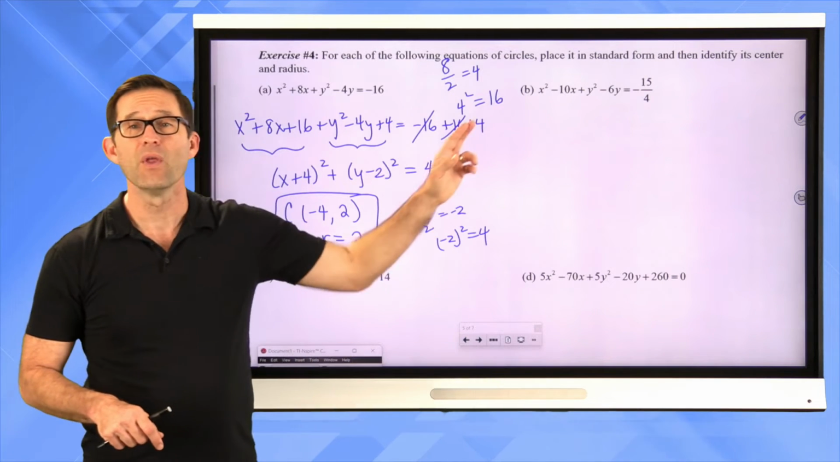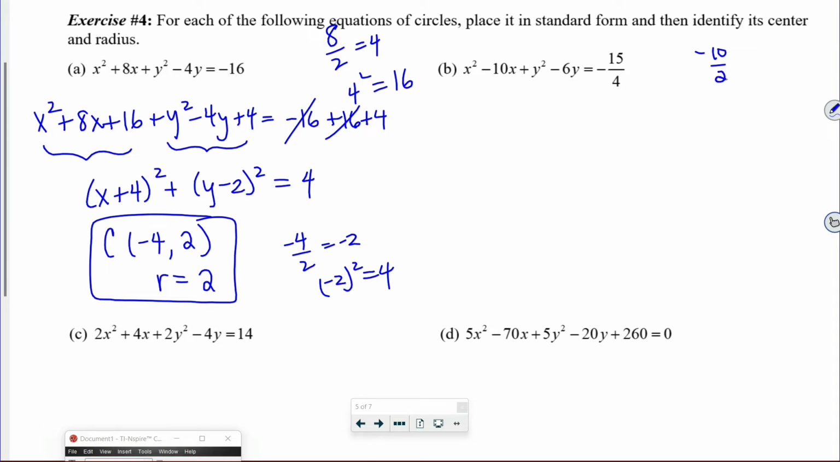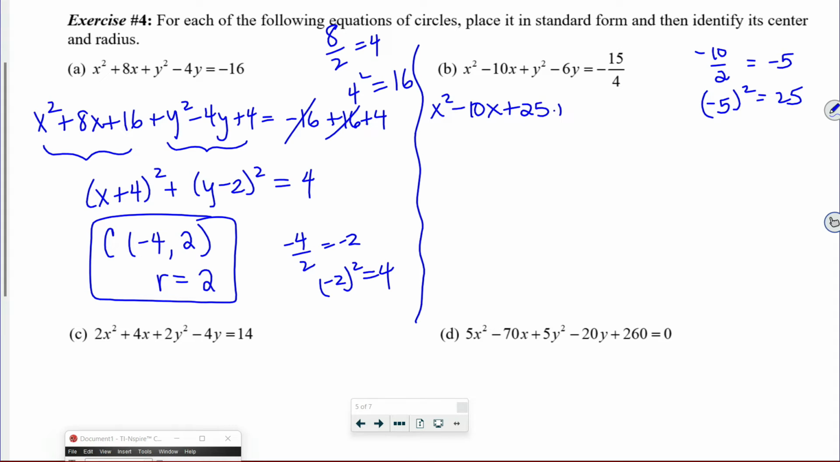All right, well, yet again, let's start with the x's, right? With the x's, I've got my negative 10. I'm going to divide it by 2. I'm going to get negative 5. Take my negative 5, square it, and I'm going to get 25. So first things first here, I'll have x squared minus 10x plus 25, plus, for my y, I've got negative 6 divided by 2. That's negative 3 squared, that's 9. So now I'll have y squared minus 6y plus 9.